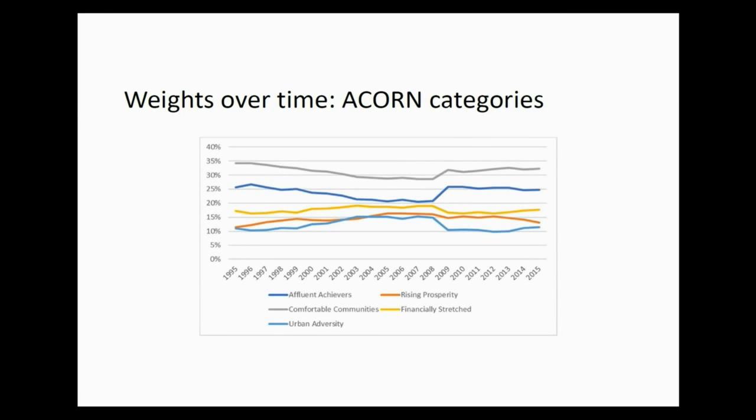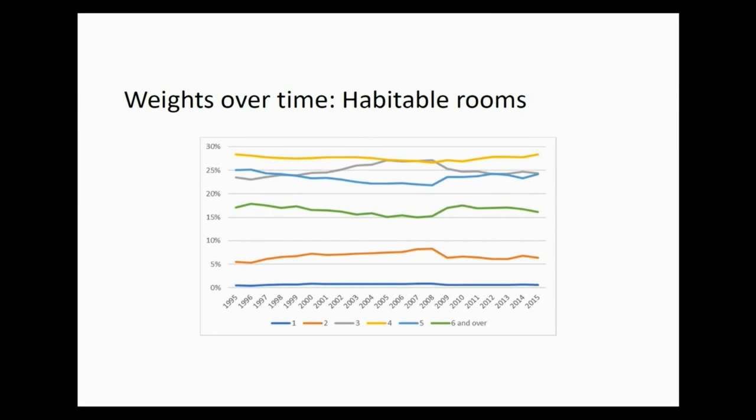Acorn categories are a bit more stable, but you can see there's a big change with the recession. So the financially stretched, there was a big impact of the recession on those. So they do change over time. So the transaction shares change over time, and in particular they're affected by the recession. And likewise, there's the weights for habitable rooms.